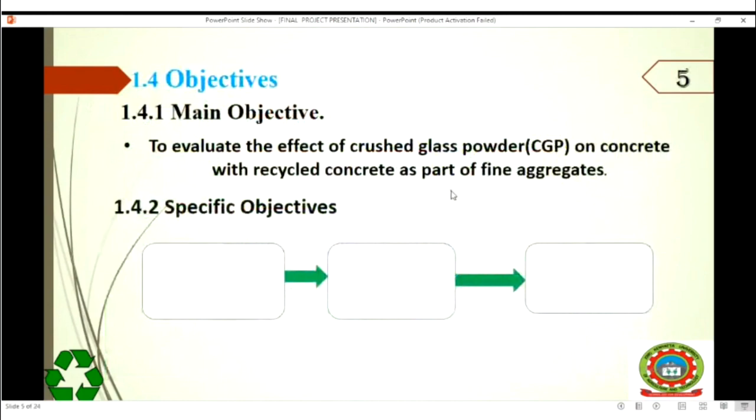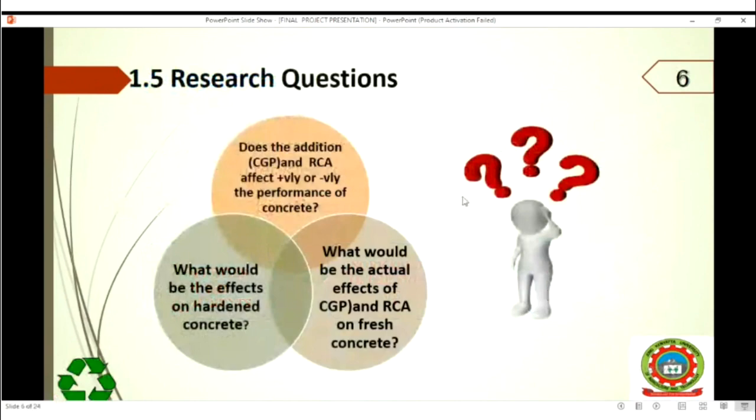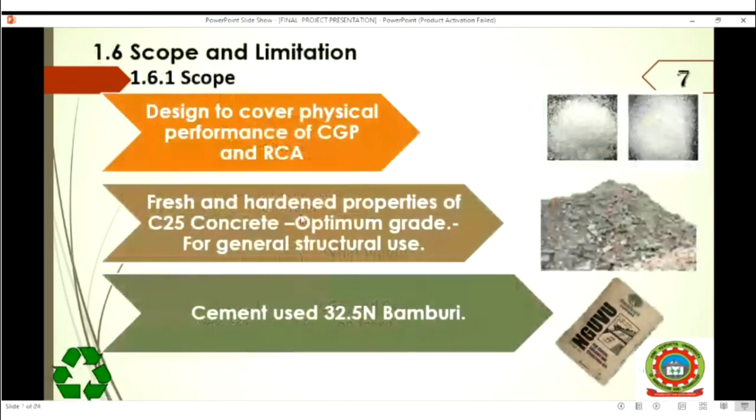Our main objective was to evaluate the effect of crushed glass powder on concrete with recycled concrete as part of the fine aggregates. Our specific objectives include the physical properties of ingredients used for concrete, the workability of the fresh mix, and strength properties of the hardened concrete. Research questions included: does it affect the performance of concrete positively or negatively, when hardened, and what are the actual effects on the fresh concrete. The scope provides a clear design of the physical performance of CGP and RCA, and performance of hardened concrete, class 25, and we pegged our research on cement 32.